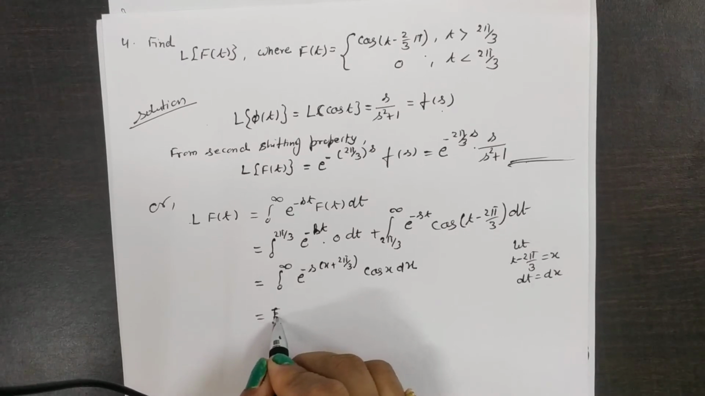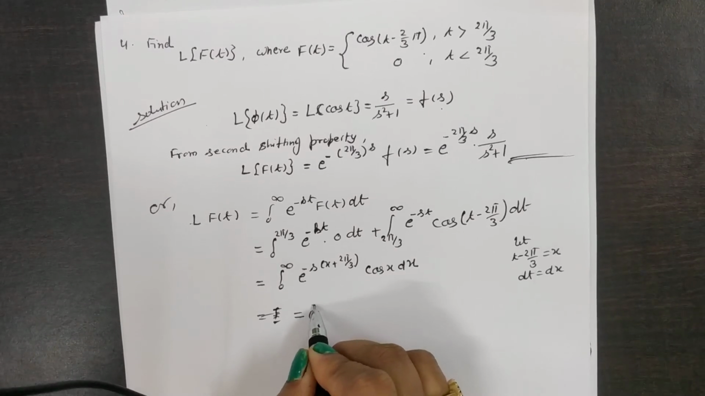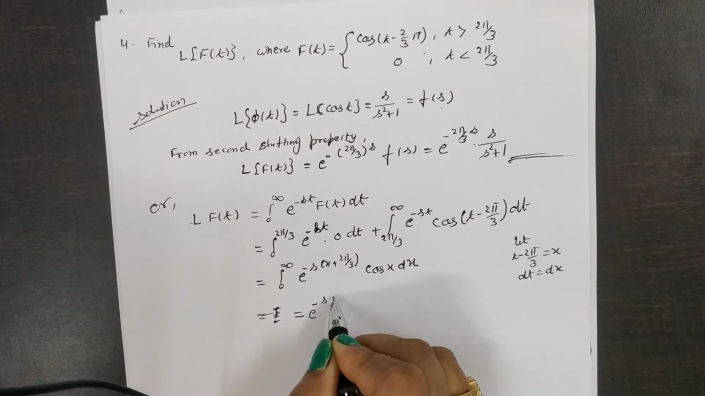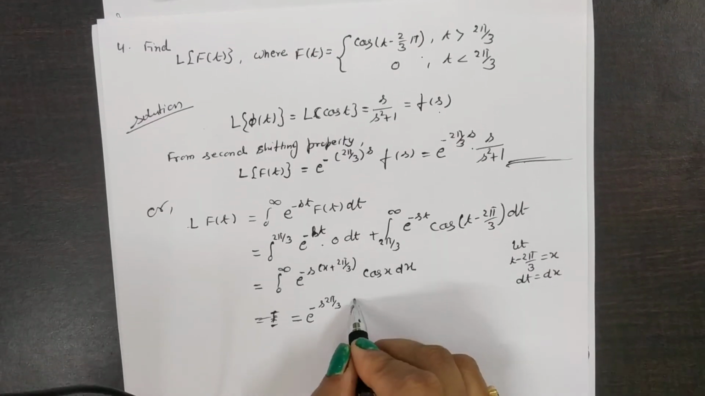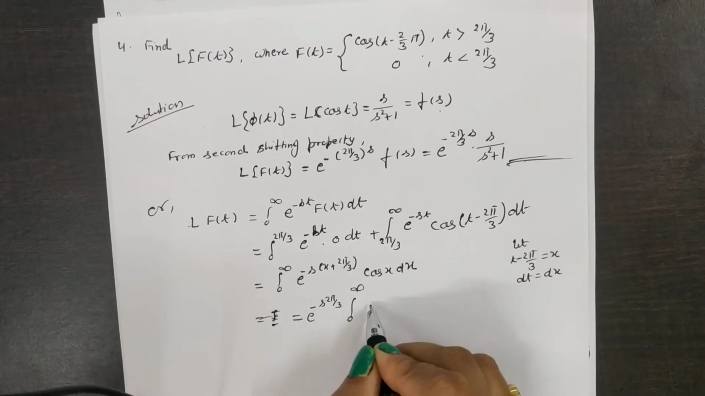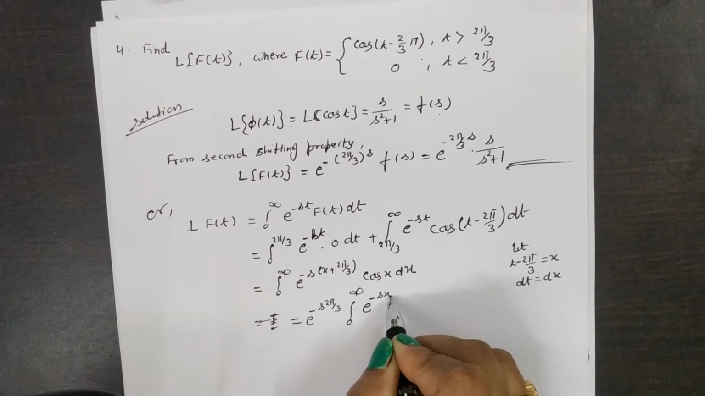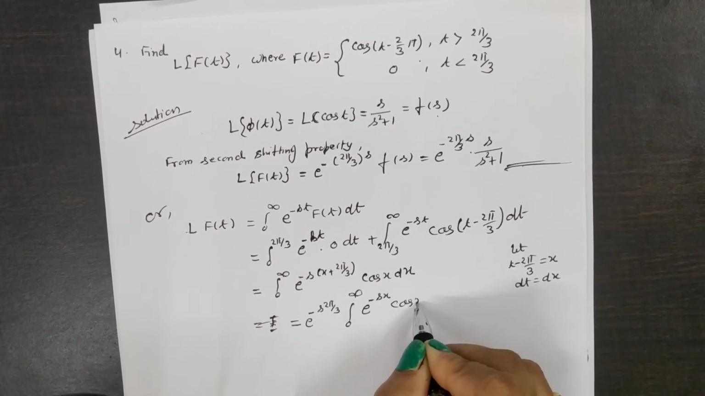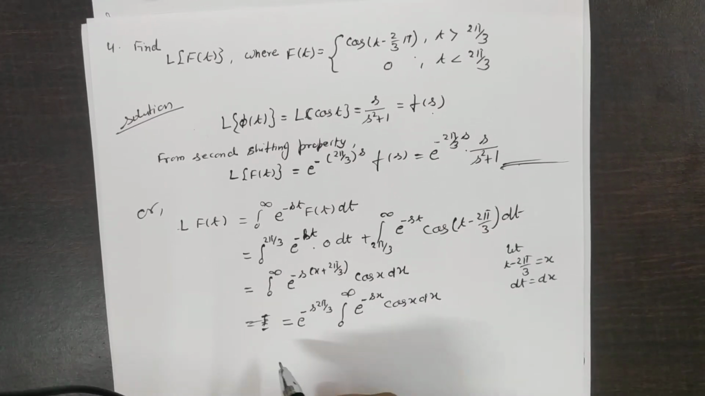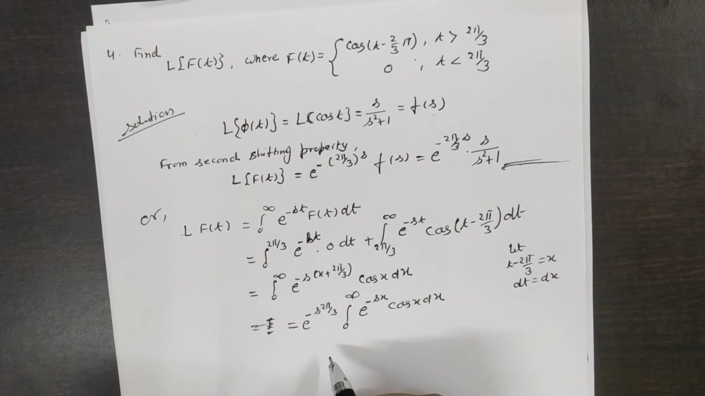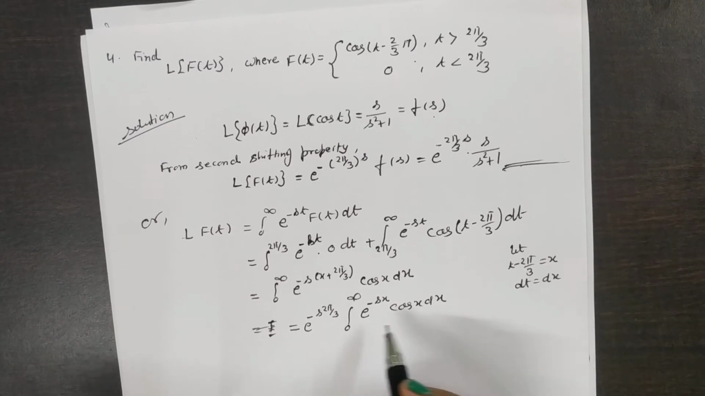In the first step you can also take out e to the power minus s 2 pi by 3, and the remaining integral is only from 0 to infinity of e to the power minus sx cos x dx. It can be operated in another form, and if you solve this integral, it is the Laplace transform.